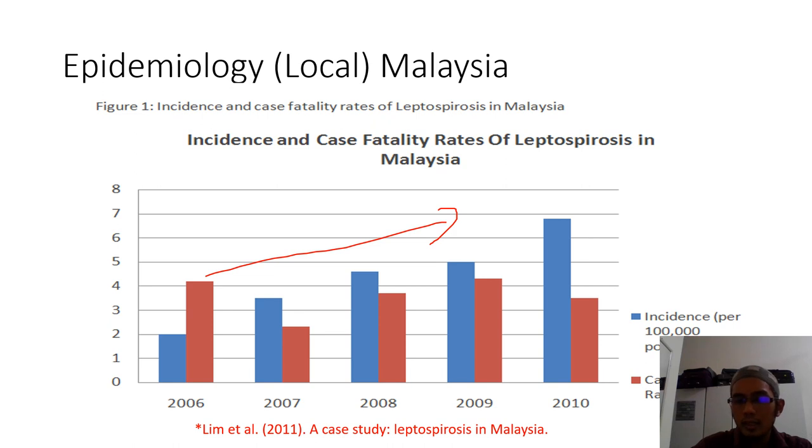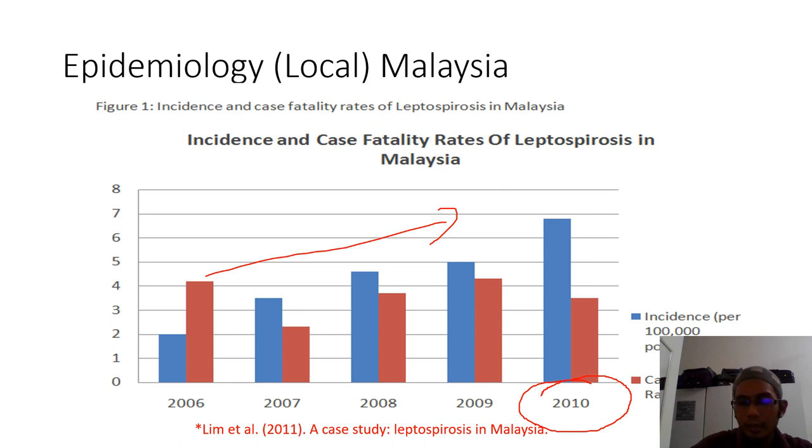Two things. One is because of surveillance. The detection is much better now, because only in 2010 did they make it one of the infections that needs to be notified administratively, in the CDC notification form. So you can see here that the notification of the infection increases.